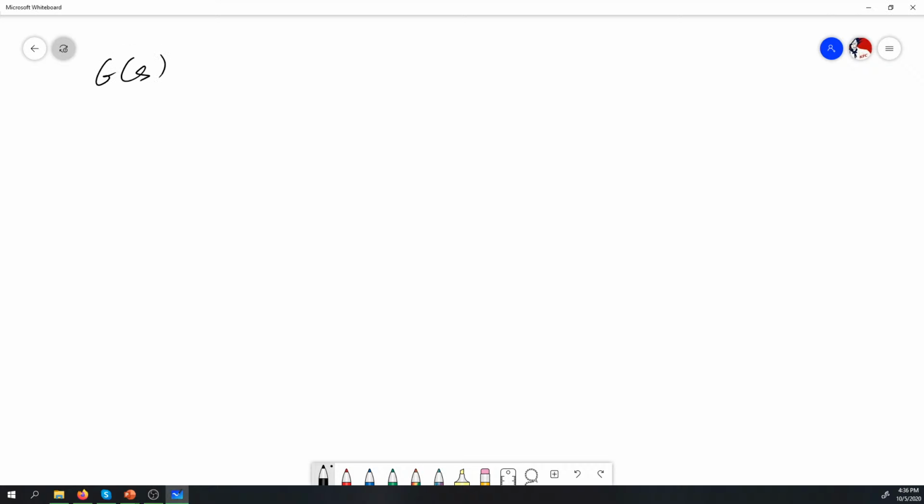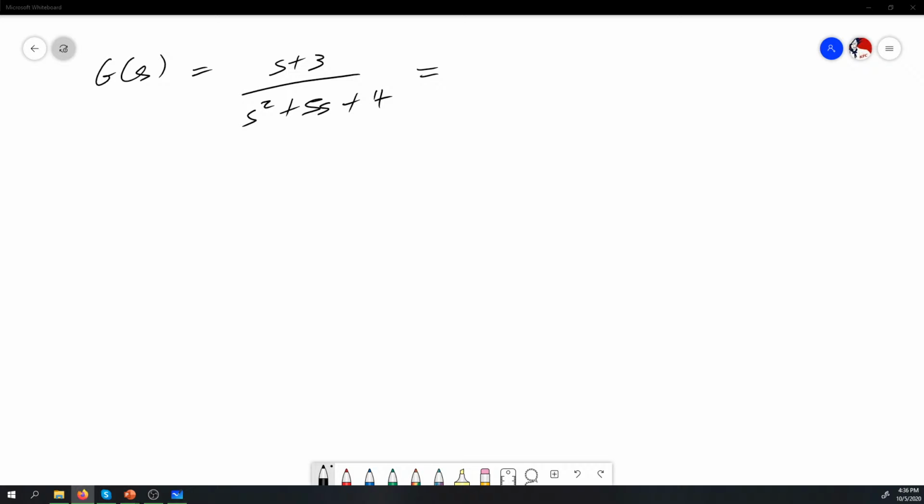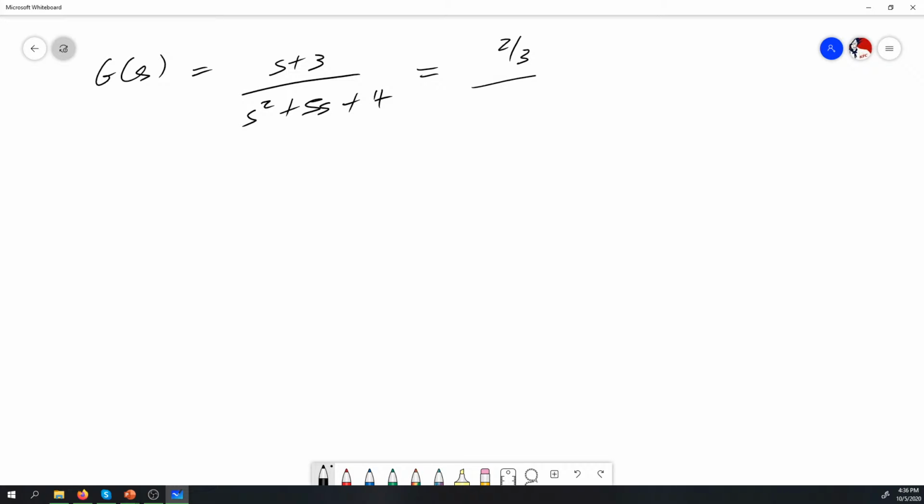So we had our G of s signal here being s plus 3 divided by s squared plus 5s plus 4. And then when we partial fraction this, we basically got 2 divided by 3 into s plus 1, plus 1 divided by 3 into s plus 4.